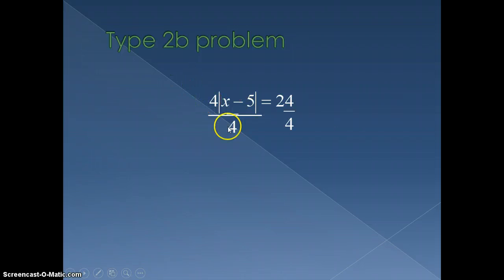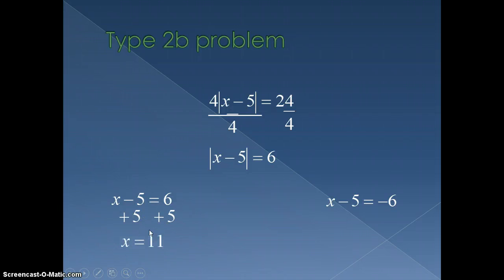All right, these 4's drop off, and I get, and 24 divided by 4 is 6. So I get the absolute value of x minus 5 is 6. Now this becomes just a 2a problem where I write my two equations, changing the sign on the second equation. I can add 5 to both sides and get 11. And I can add 5 to both sides over here and get -1.